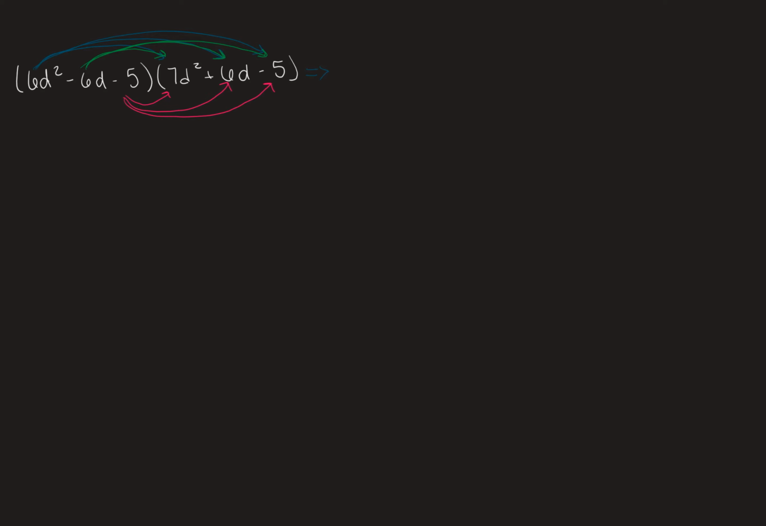That gives us 6d squared times 7d squared plus 6d squared times 6d plus 6d squared times negative 5 plus negative 6d times 7d squared plus negative 6d times 6d plus negative 6d times negative 5 plus negative 5 times 7d squared plus negative 5 times 6d plus negative 5 times negative 5.